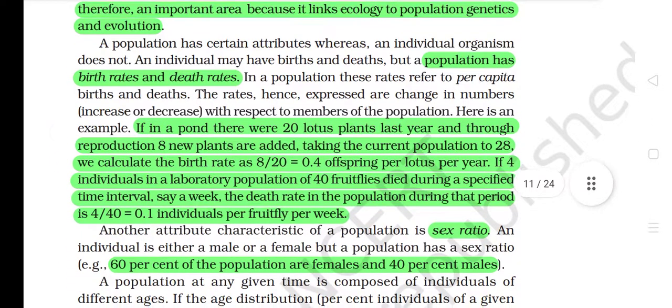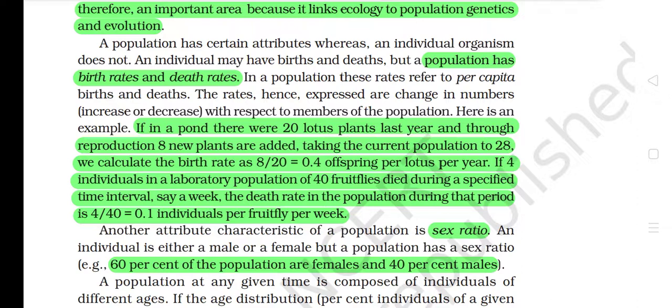A population has certain attributes, whereas an individual organism does not. An individual may have births and deaths, but a population has birth rates and death rates. In a population, these rates refer to per capita births and deaths. The rates hence expressed are changes in numbers, increase or decrease with respect to members of the population.